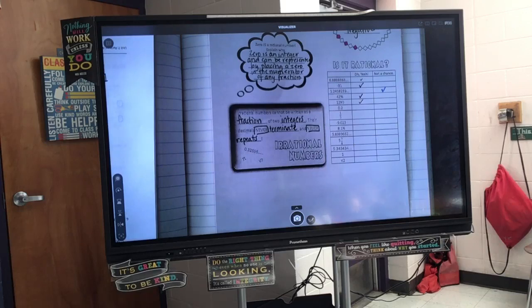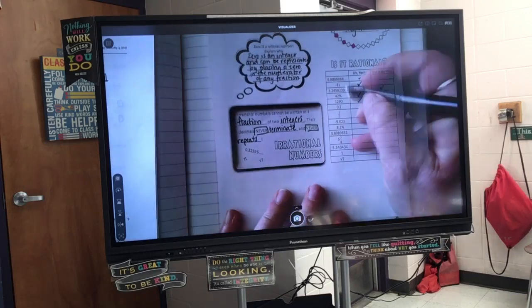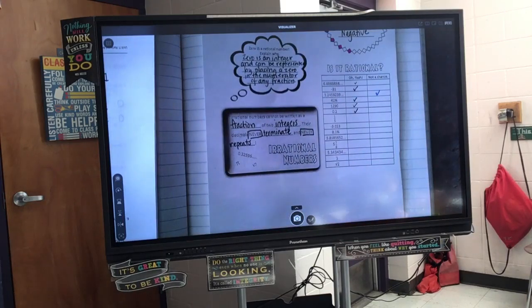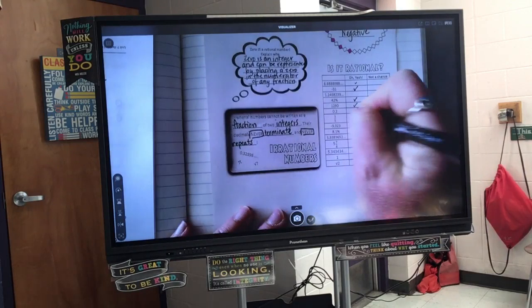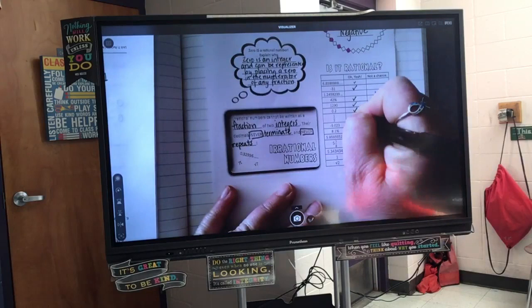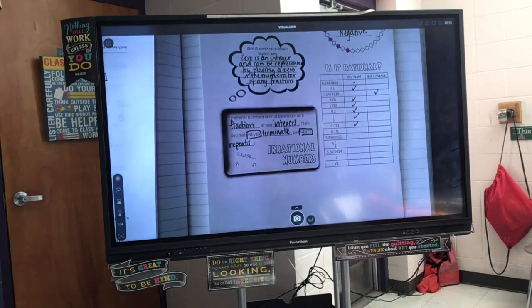Okay. This is a rational number. Alright, stand up if you said 1/5 is a rational number. Yes, you are correct. Have a seat. Stand up if you said negative 9 and 23 thousandths is a rational number. Yes, that is correct. Stand up if you said 8 and 1/10% is a rational number.